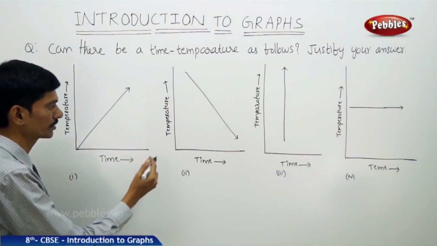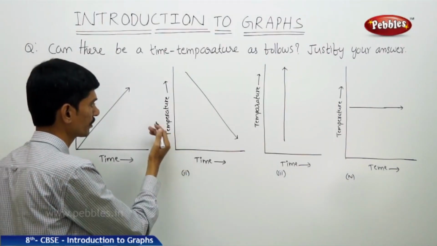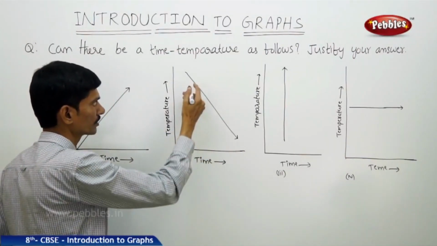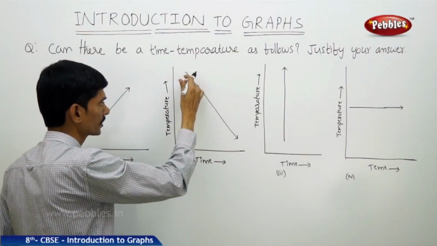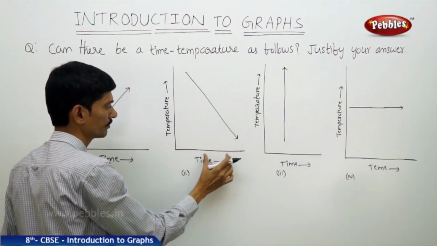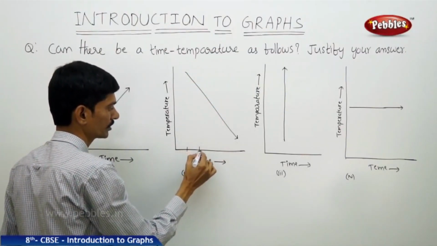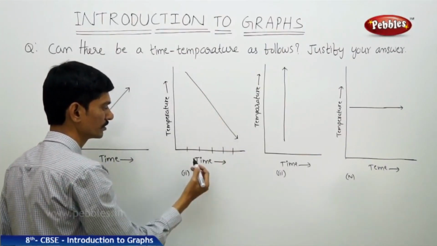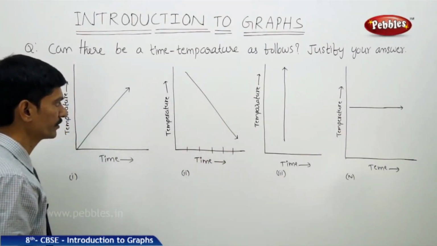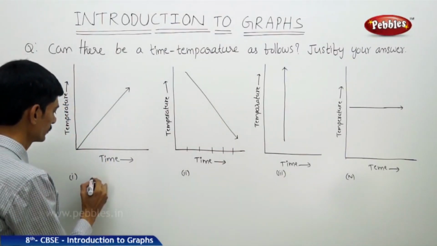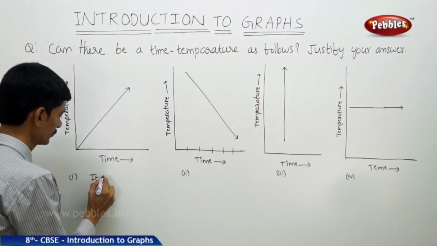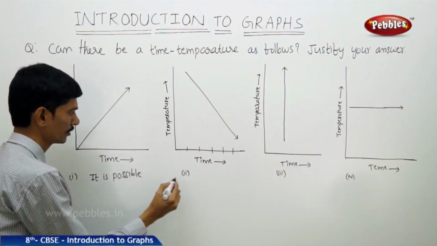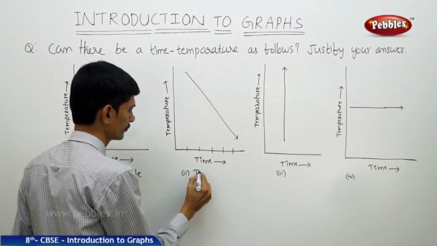Whereas in the second case, the temperature decreases when you take the different time intervals. So the temperature is decreasing. So this is also possible for the graph of time and temperature. And the second is also possible.